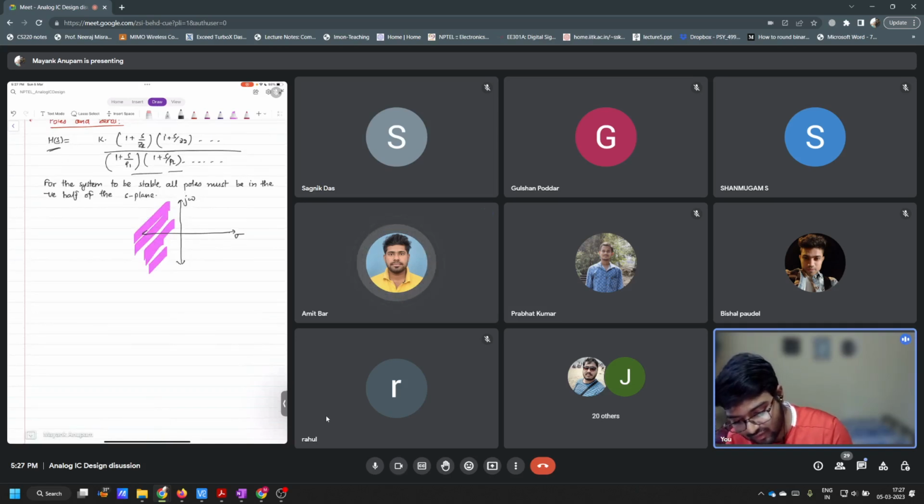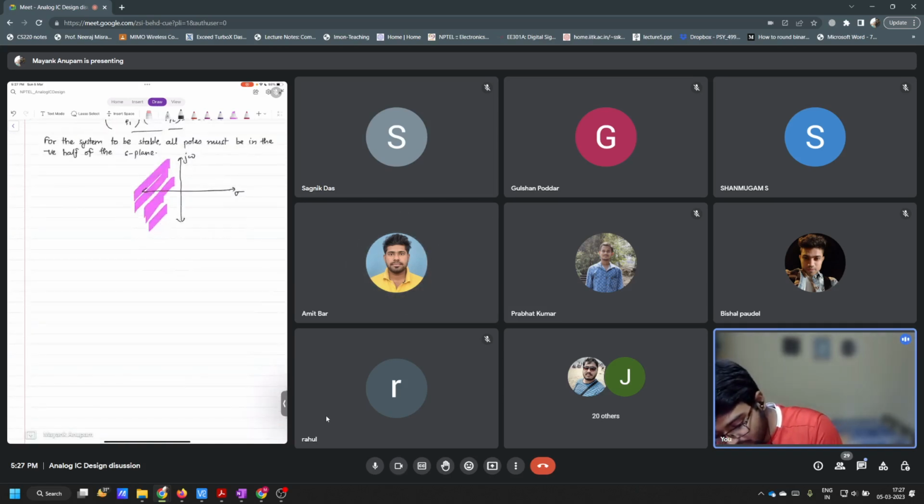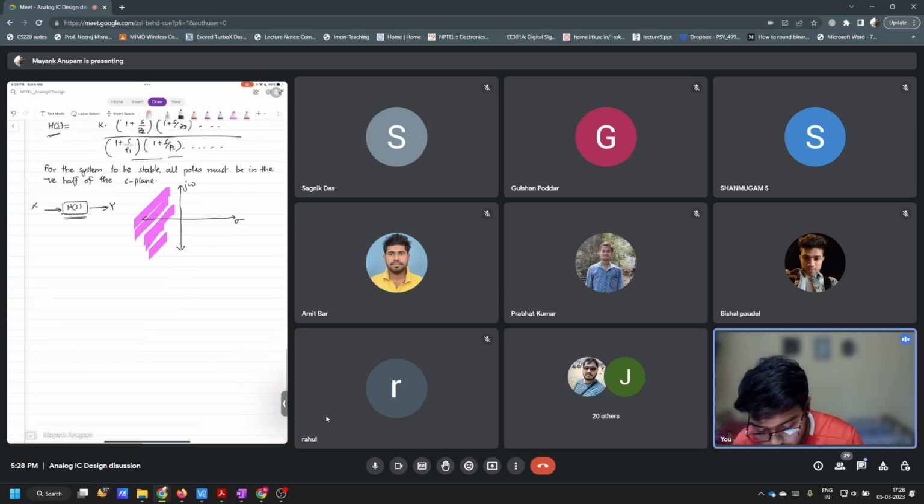I'm not saying this is in closed loop or anything. The system is like this. Let's say this is your input V in. Let's say this is x, going through a transfer function H of s, and this is y. So there is no loop here. This is basically a transfer function between input and output.